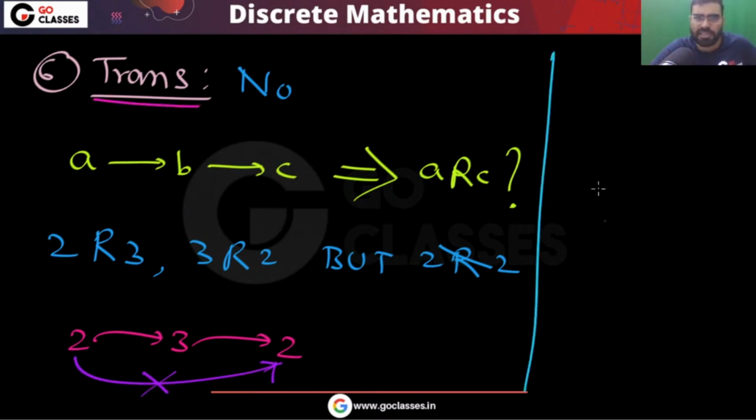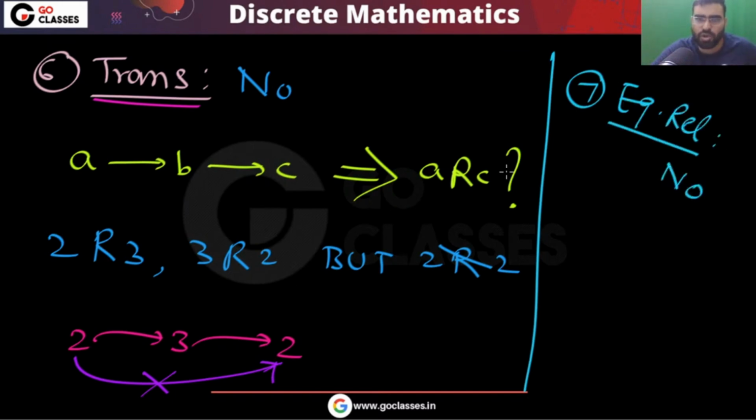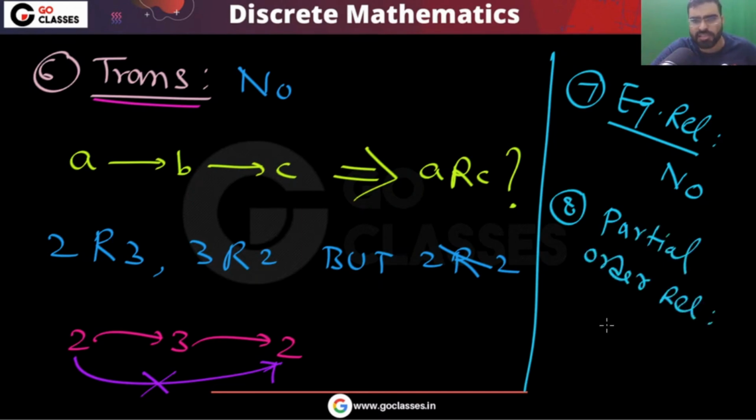What about equivalence relation? Can I say this is an equivalence relation? The answer is no, because it is not transitive and it is not reflexive. So this is not an equivalence relation. What about partial order relation? Can I say this is a partial order relation? The answer is no, because it is not transitive.